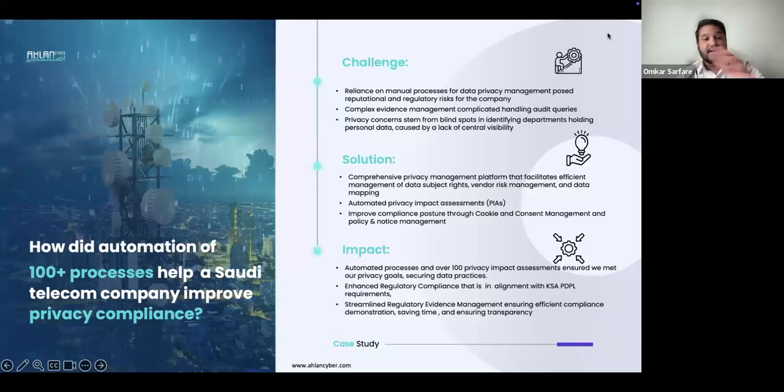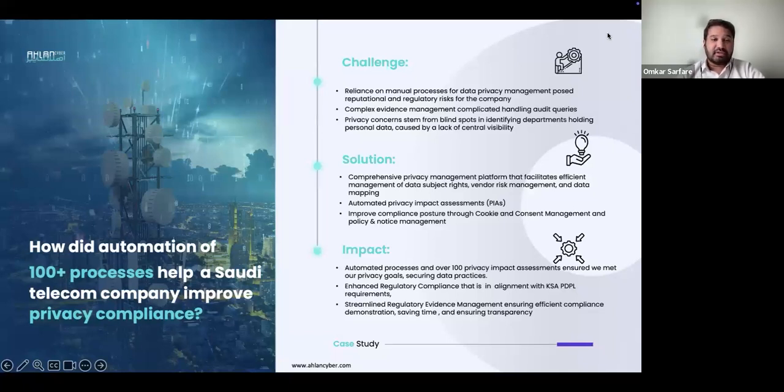earlier on utilizing, pulling relevant evidence and documentation from a single source. Visibility in relation to the data usage risk also improved a lot, ensuring alignment with KSA PDPL requirements, and at the end of the day, giving the regulators and customers greater confidence in the company's data protection standards.